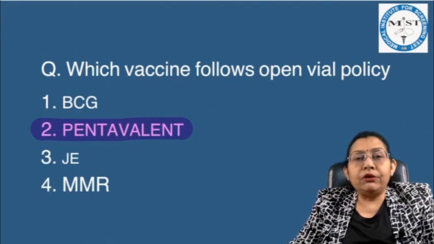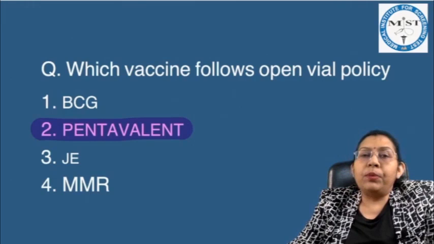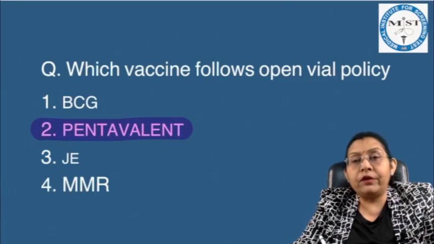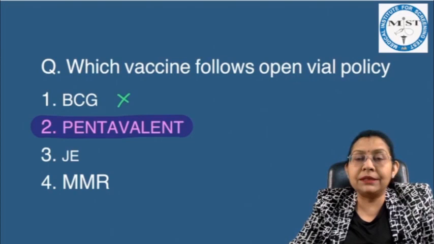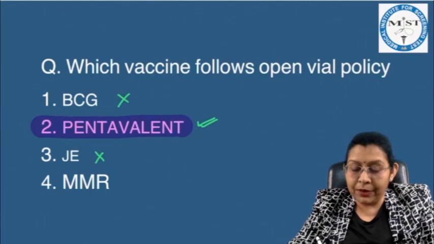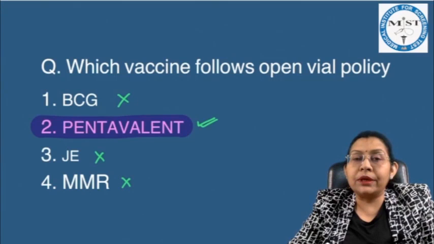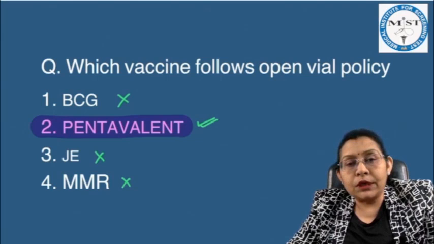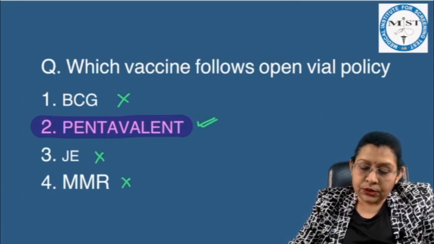Another question based on the same concept: which vaccine follows the open vial policy? Now, BCG vaccine, as it is in the powdered form, dissolved in normal saline, so it does not follow the open vial policy. Pentavalent, it's a multi-dose vial in the liquid format. Yes, it follows the open vial policy. Japanese encephalitis, again, it is in the powdered form, dissolved in phosphate buffered saline, again to be used within 4 hours, so not following the open vial policy. MMR vaccine, again, it is in the powdered form, dissolved in distilled water, so again, it is not following the open vial policy. So the correct answer for this is the pentavalent vaccine.